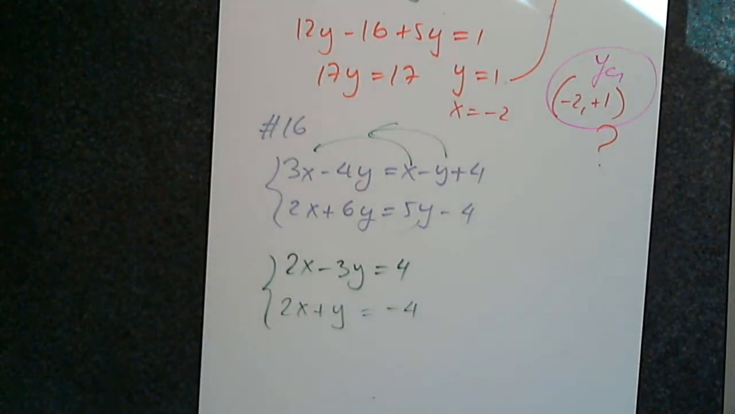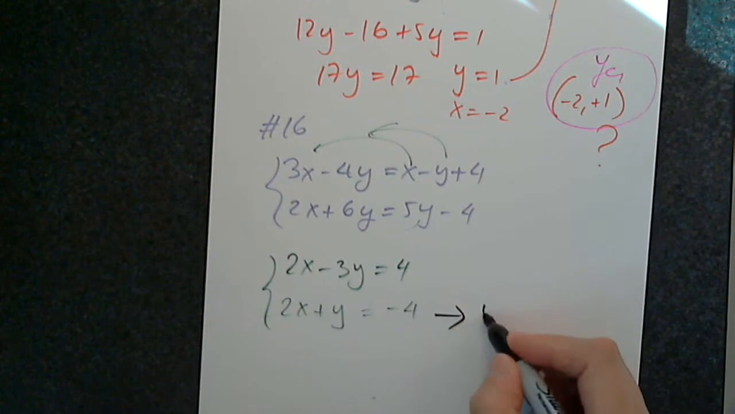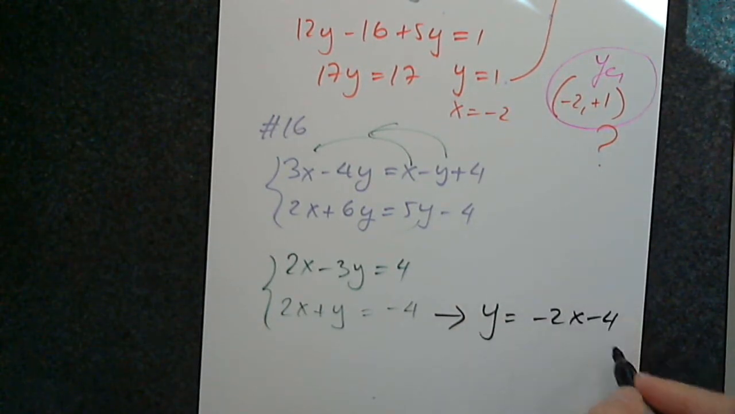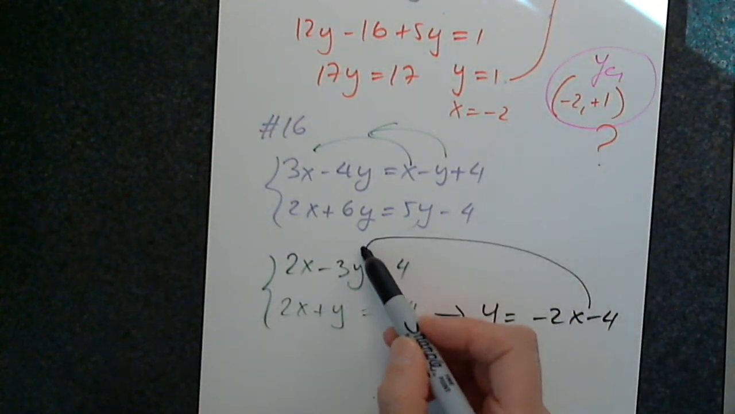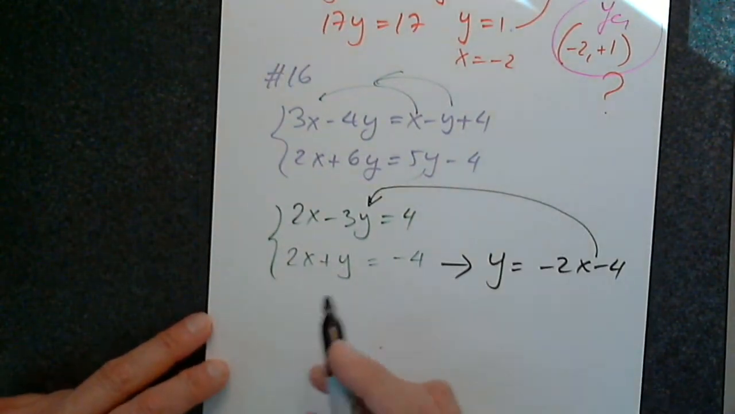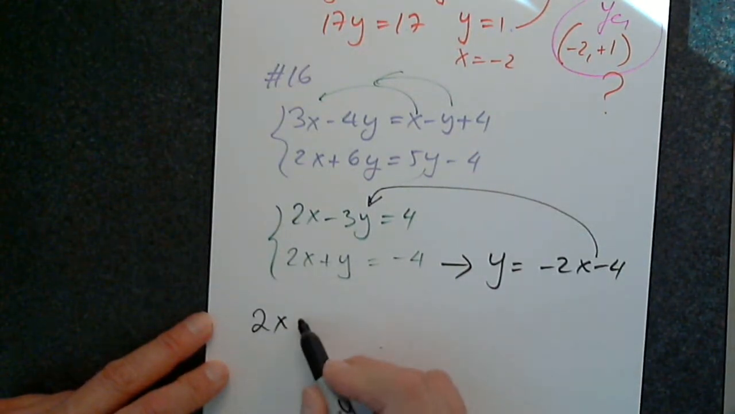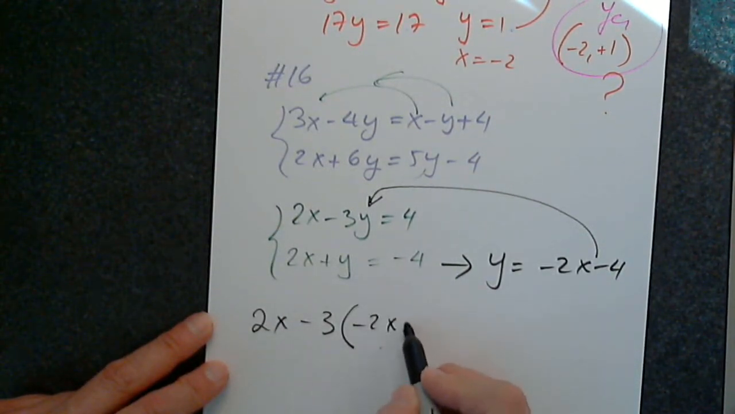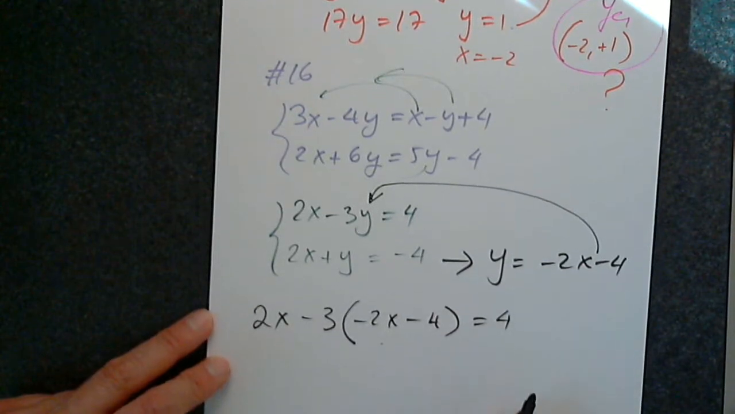Which of these 4 terms will you solve for? The y at the bottom. Y at the bottom, very good. So then y equals -2x minus 4. And we are going to replace y in the first equation by -2x minus 4. So the 2x minus 3 in parentheses, -2x minus 4 equals 4.